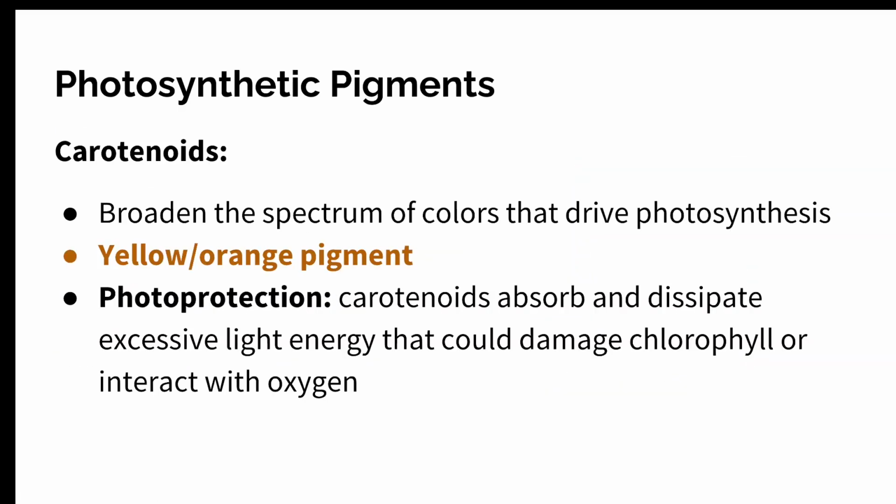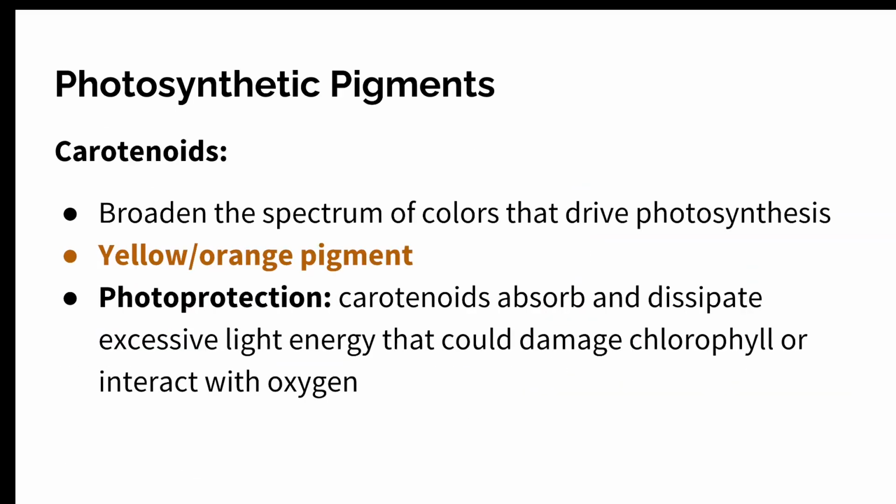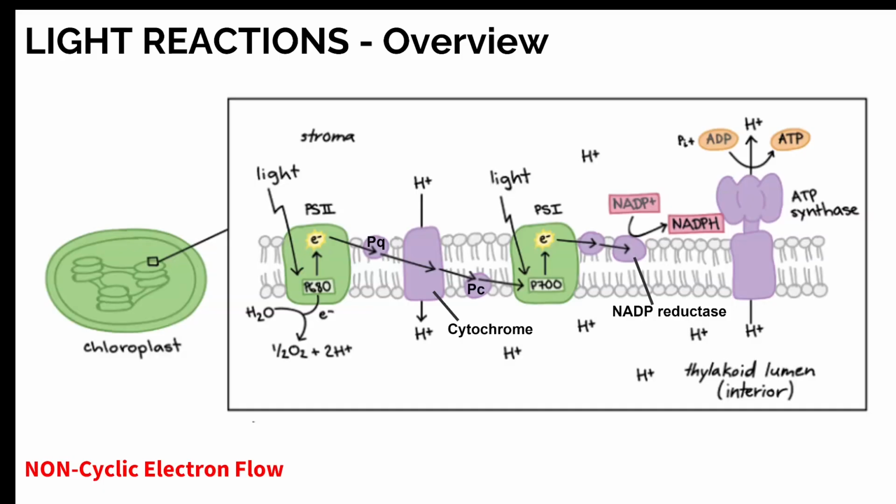And there's also carotenoids, and these help broaden the spectrum of colors that drive photosynthesis. It's a yellow-orange pigment, and it's used as photoprotection. So carotenoids absorb and dissipate excessive light energy that could damage chlorophyll or interact with oxygen. So these are just 3 examples of pigments that we see. I'm not expecting you to memorize these pigments or know their absorption ranges in terms of wavelengths. All I need you to know is that there are different types of pigments, and they absorb different colors.